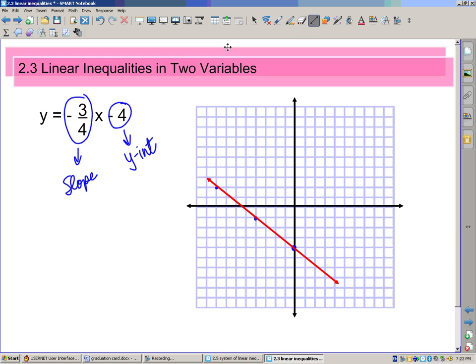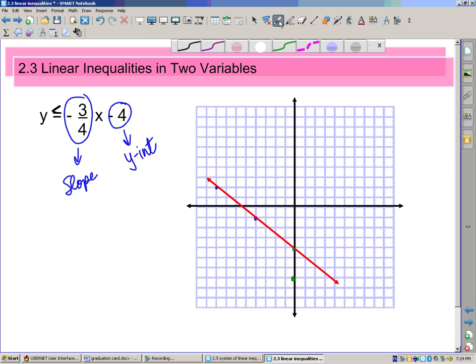So let's say that this is no longer equal to, let's say that it is less than or equal to. If it's less than or equal to, you have a solid line like I have drawn. It's less than that line, so the values of y have to be less than the line. So if I look here at my y, and I want a point that is less than here, that's here. So this is the region I need to shade.